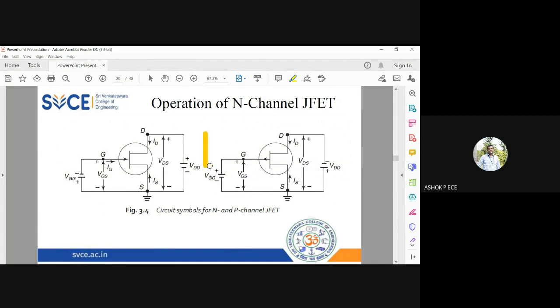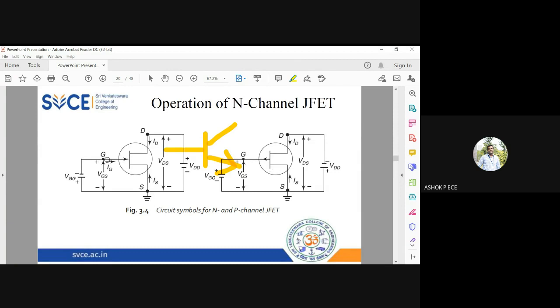The transistor circuit looks like this. You will have a slight bend, right? And you will have an arrow mark at the emitter. But here, to differentiate from the transistor, you will have flat terminals, and this arrow mark will be at the gate. For the n-channel, the arrow mark will be flowing into the device. For the p-channel, the arrow mark will be flowing away from the device.